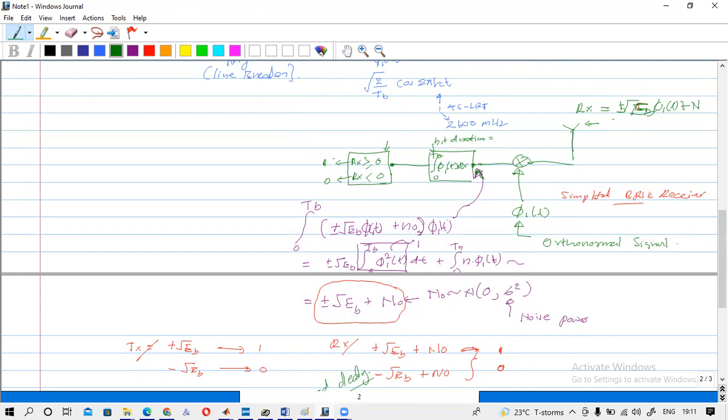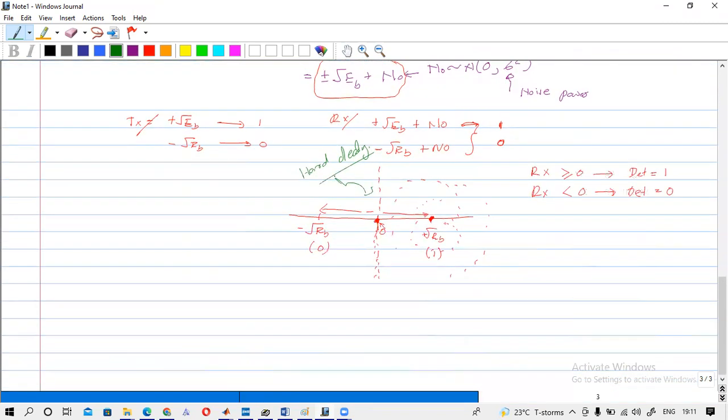So that will be the decoded signal. This is called hard decoding. So now you have detected the bit as 1 and 0. Okay, so now you can understand.